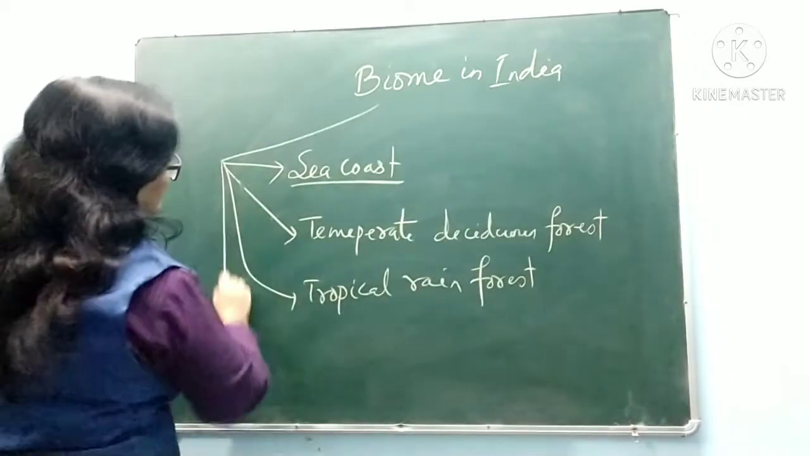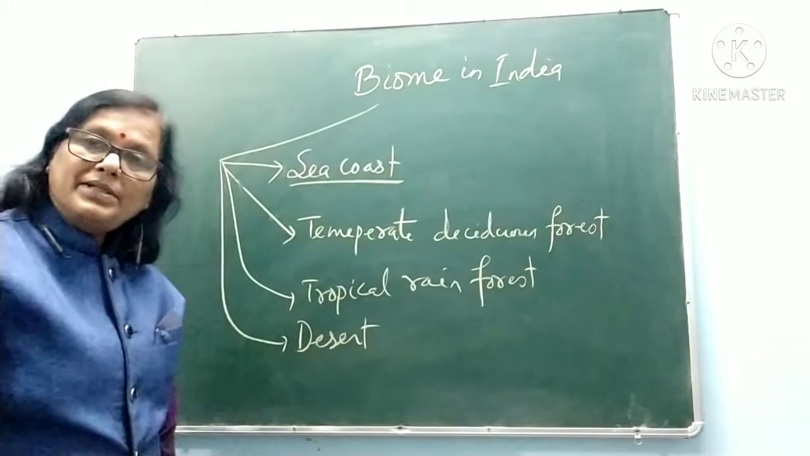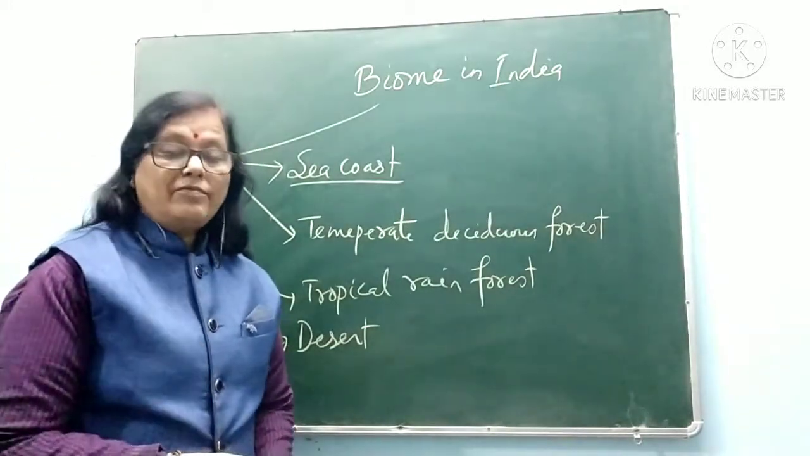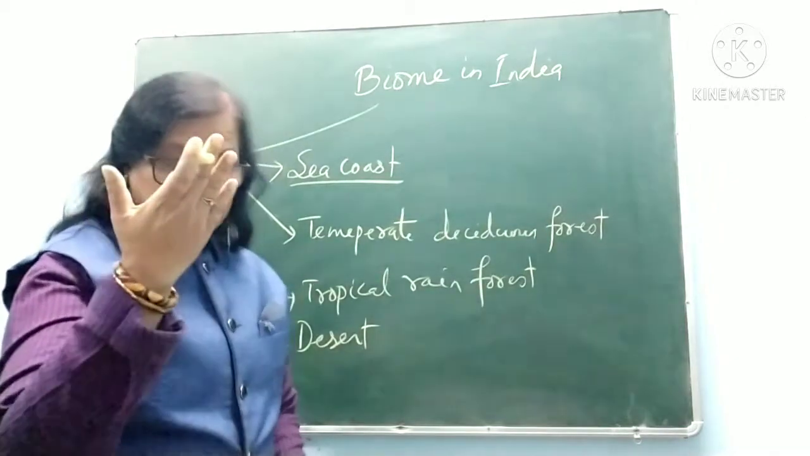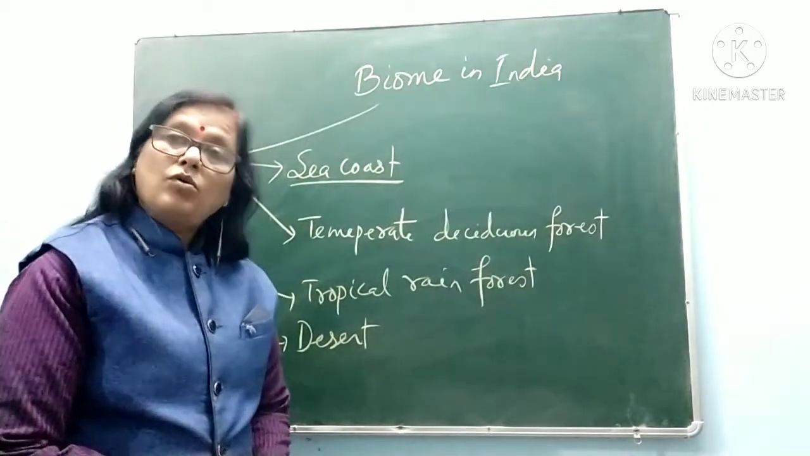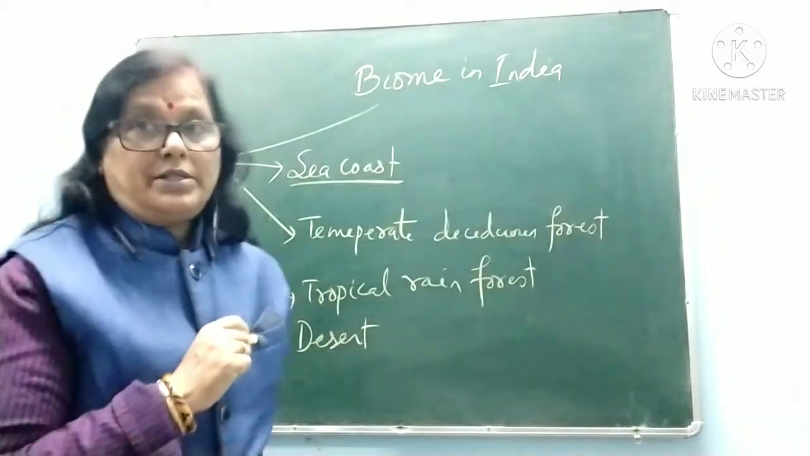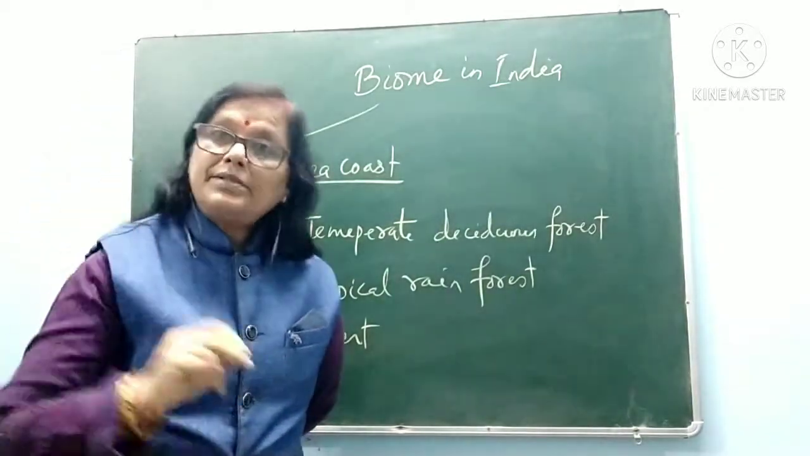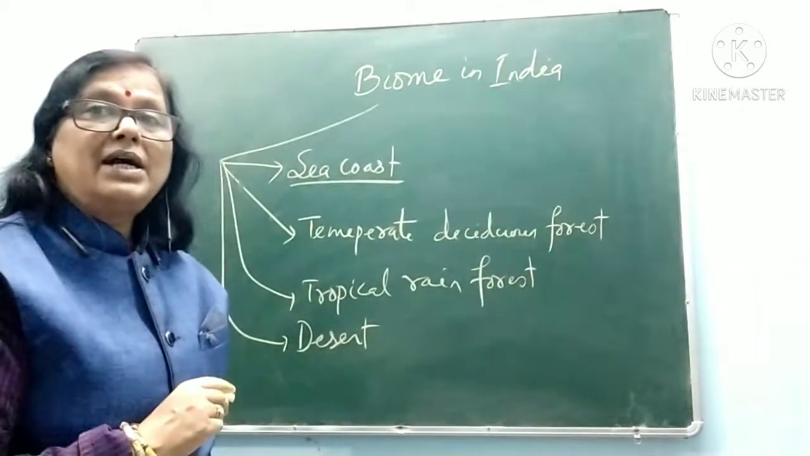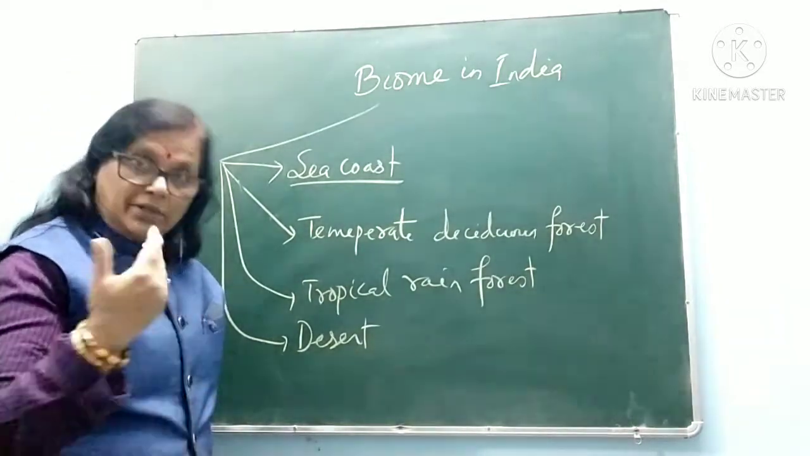Now the fourth one is desert. Desert biome is also present in India. There are 3 kinds of desert in India. The one kind of desert is cold mountain, that is Trans-Himalaya, which is cold desert Trans-Himalaya. The another one is white salt desert of Kutch, and third one is sandy desert of Thar. Okay, Kutch and Thar, these are in Gujarat, in Rajasthan.